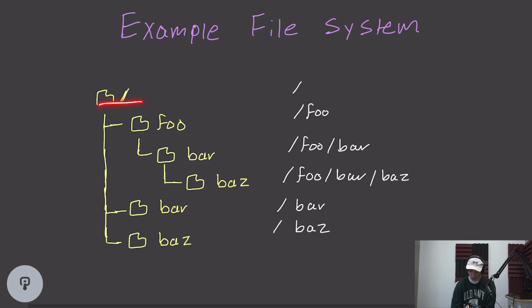So the root is just represented by this single slash. The foo directory is just represented by slash foo. For bar, you go from the root to foo to bar. So root, foo, bar. And for baz, it's the same thing: you go from root to foo to bar to baz. Going out to reference bar and baz, you go from the root to bar and then from the root to baz.